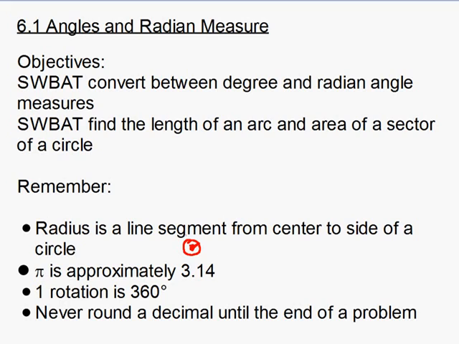When we go around a circle one time, that's 360 degrees. Okay? I also want you to know that it is also 2 pi. Okay? 360 is 2 pi. This is radian measure, but we can go ahead and get into that later.